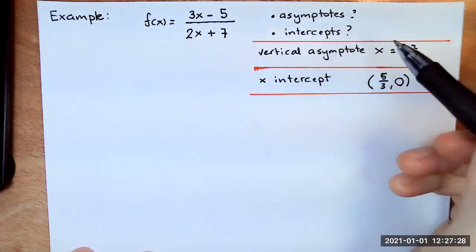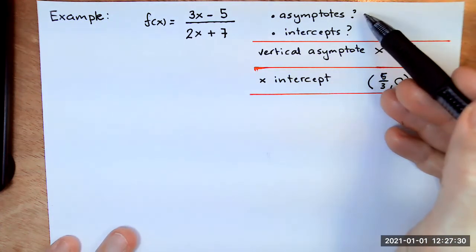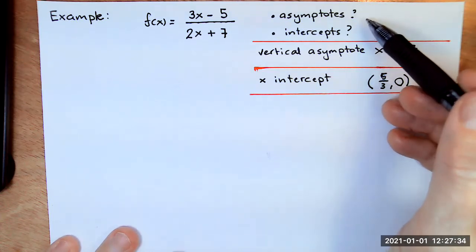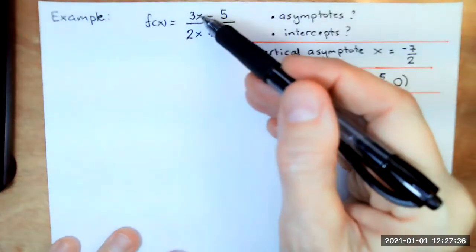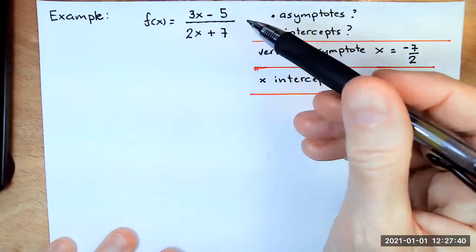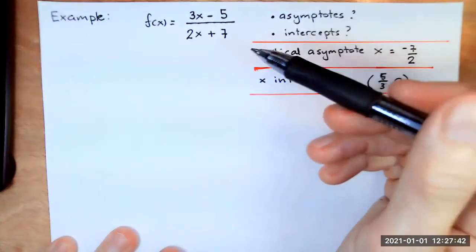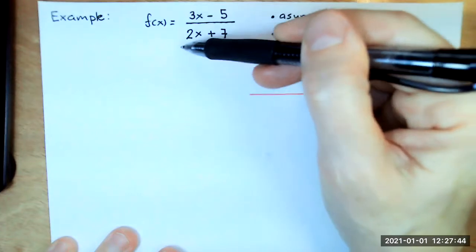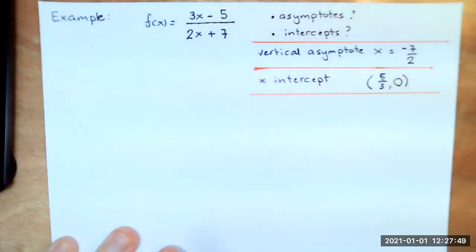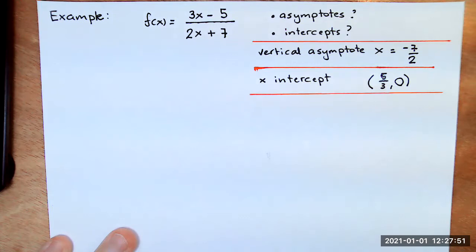All right, and what's the end behavior? Does it have any horizontal asymptotes? And the answer is yes. And because the degree of the numerator is equal to the degree of the denominator, we'll get a horizontal asymptote that's equal to the ratio of the leading coefficients. So it'll have a horizontal asymptote of 3/2.